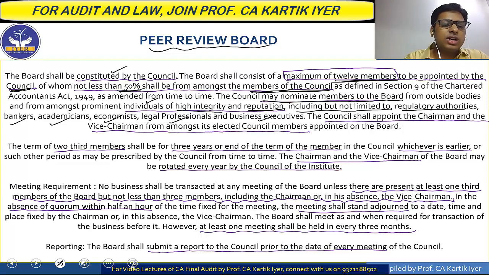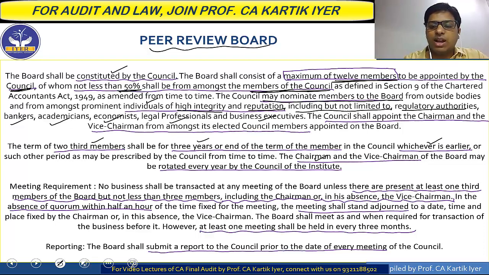Now, the term of a member shall be for 3 years or the end of the term of the member in the council, whichever is earlier. So basically whenever the term ends or the 3 years get over, whichever is earlier, at that time they will have to vacate the office, or such other period as may be prescribed by the council from time to time.